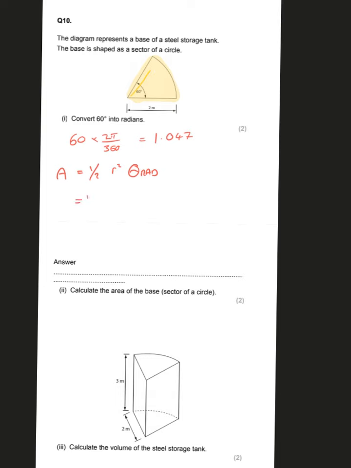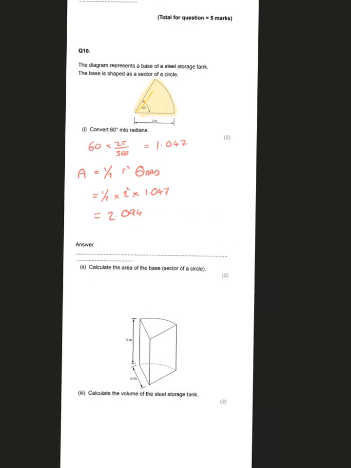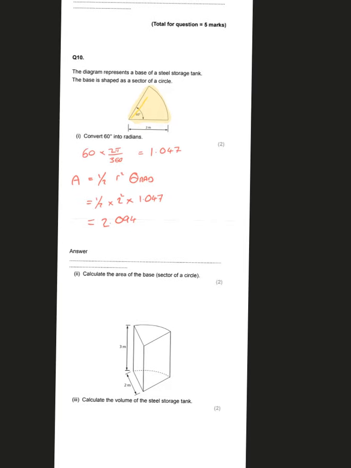It's equal to a half, r squared is 2 squared, theta radians 1.047. Plug it straight in your calculator, it's equal to 2.094. And it's area, so it's meters squared.